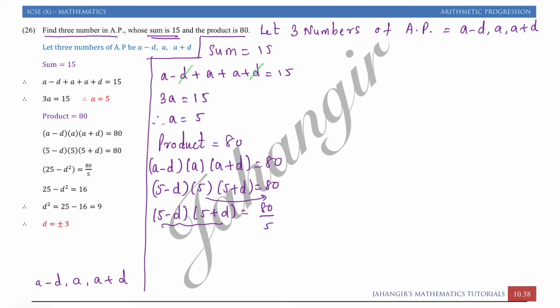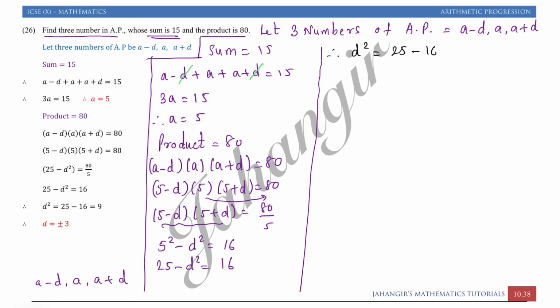5 minus D, 5 plus D is 5 square minus D square, which forms an identity, the difference of two squares only. 80 upon 5 is 16. So 25 minus D square is equal to 16. So therefore D square is equal to 25 minus 16, which is 9. So therefore the value of D is plus minus 3. We got the value of D.